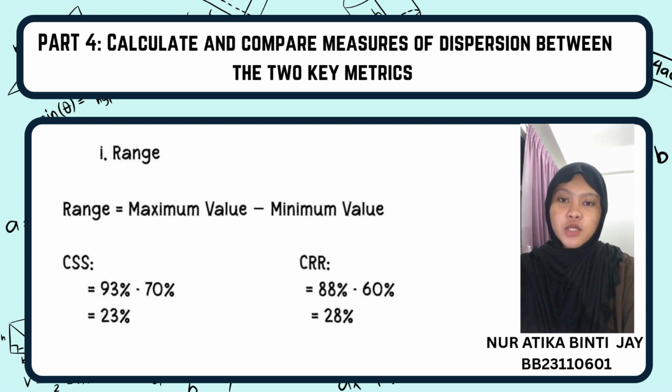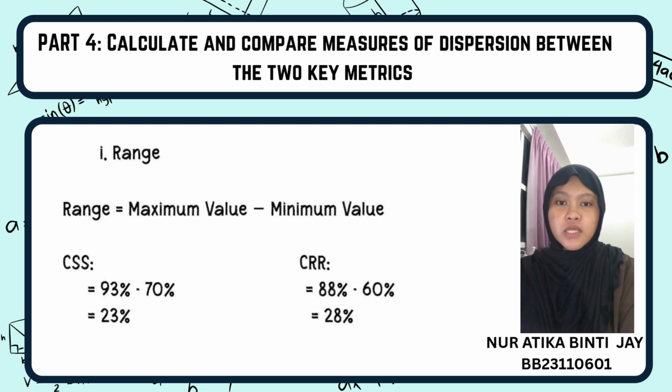To calculate and compare measures of dispersion between the two key metrics, it will include range, mean absolute deviation, to be known as MAD, variance and standard deviation, and lastly coefficient of variation, to be known as CV. So as you can see here, the formula for range is maximum value minus minimum value.